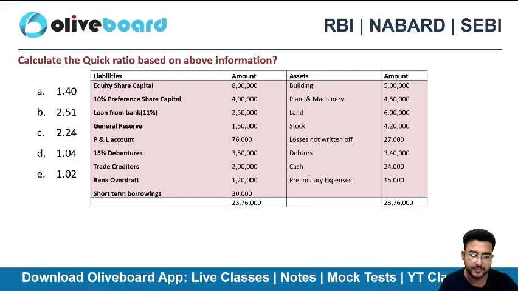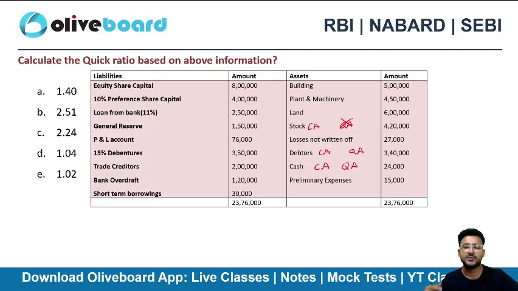Can I say, if I exclude stock, prepaid expense, and advance tax from my current assets, then I'll arrive at my quick assets? So these three things are not at all quick assets. Stock is a current asset, but it is not a quick asset. Debtors are a current asset as well as a quick asset. Cash is a current asset as well as a quick asset, right?